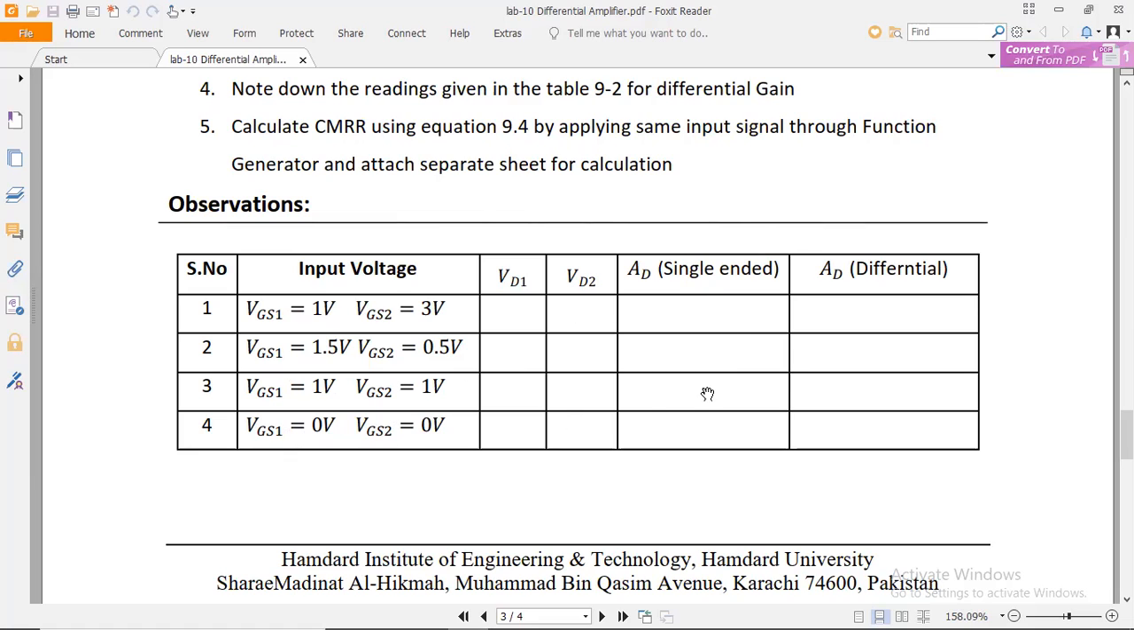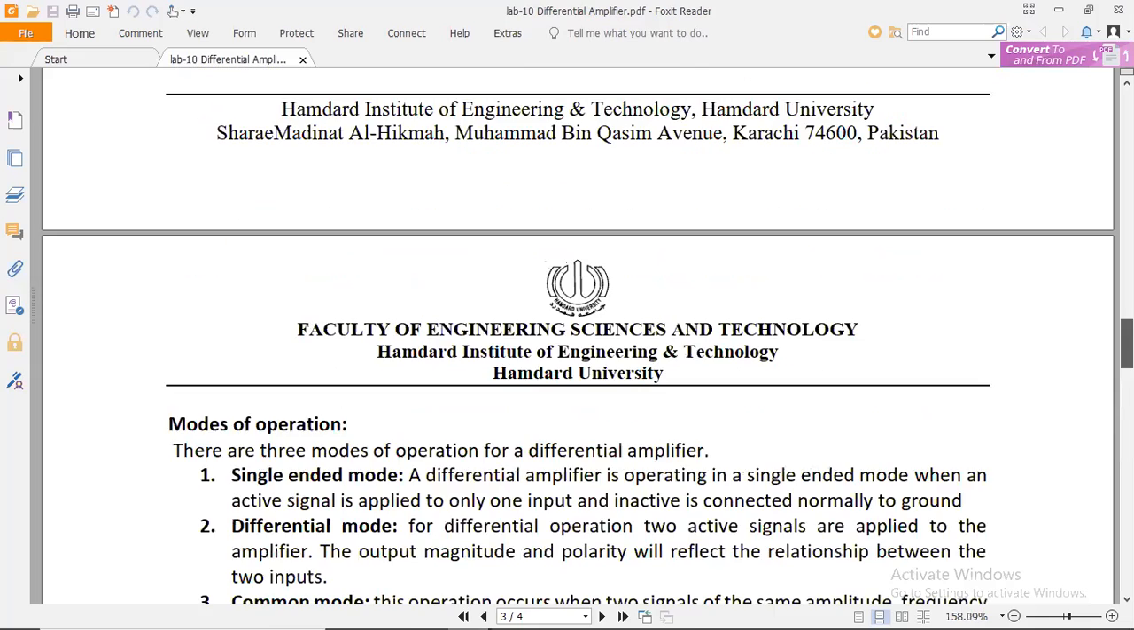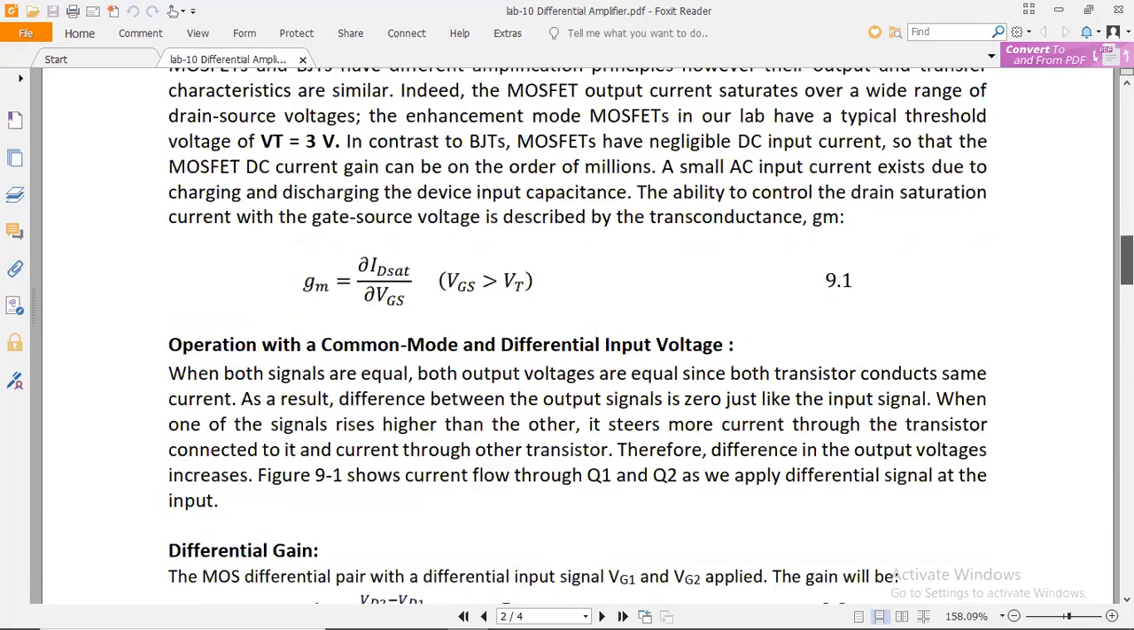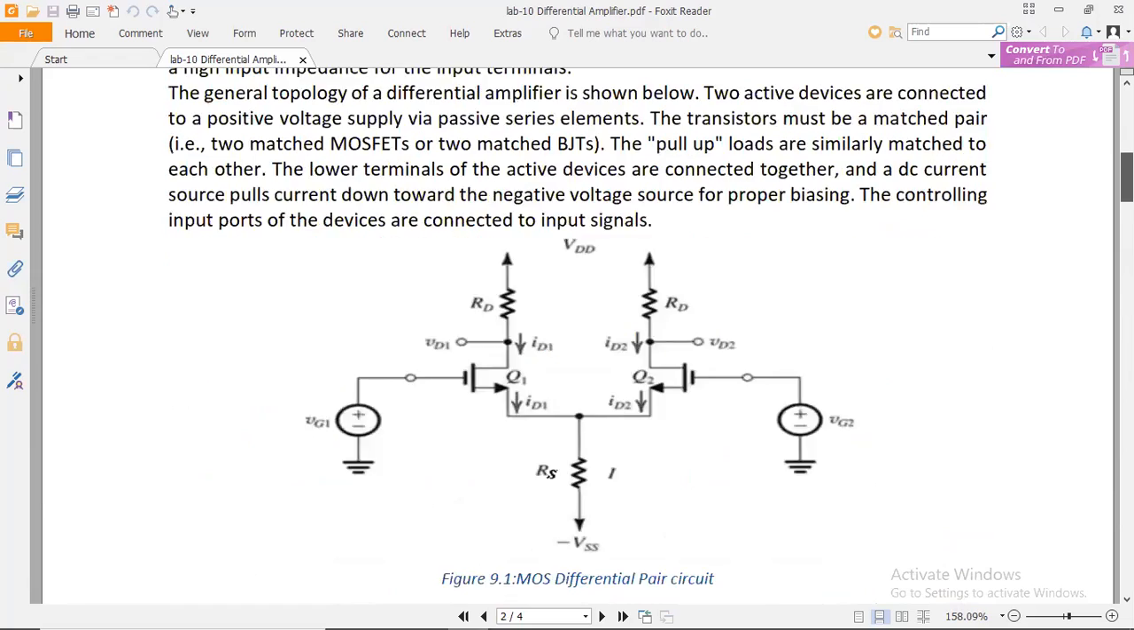Up till now, we discussed these three columns, and at the end, what about the differential reading? Differential gain can be found by this formula: VD2 minus VD1 divided by V input. After this difference, you get the differential gain. That's the way you can find the differential gain.